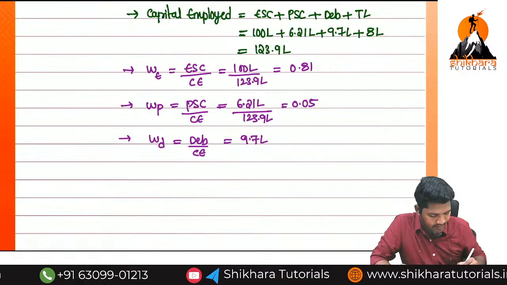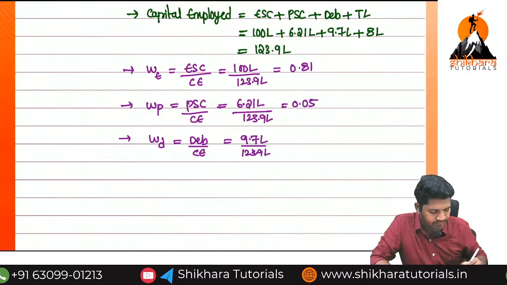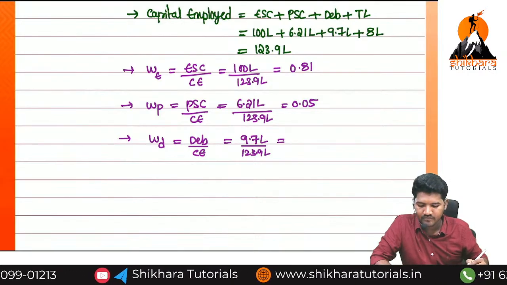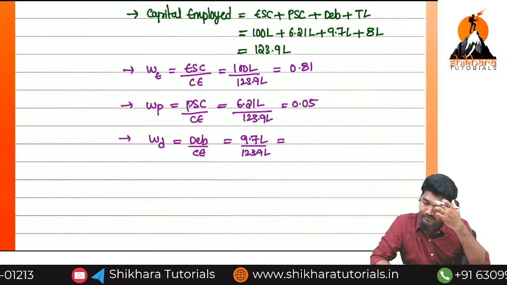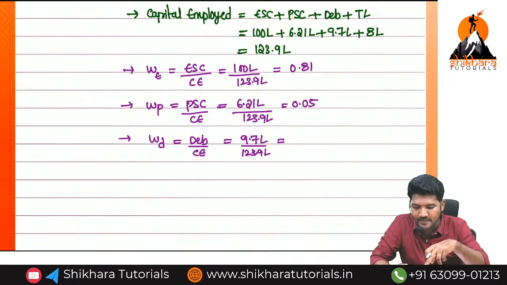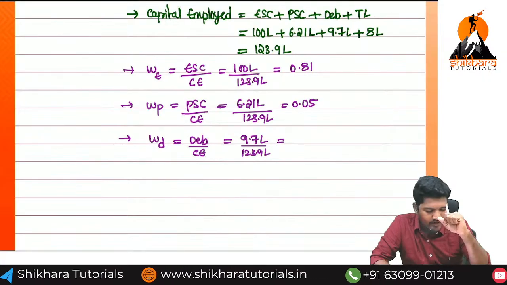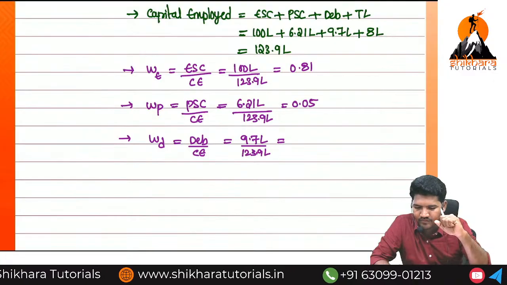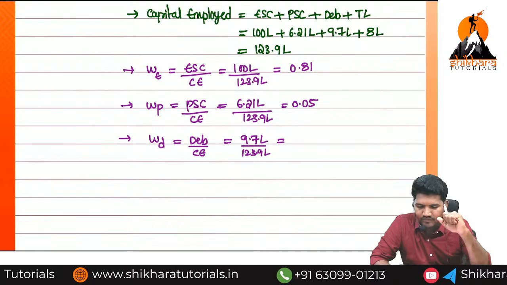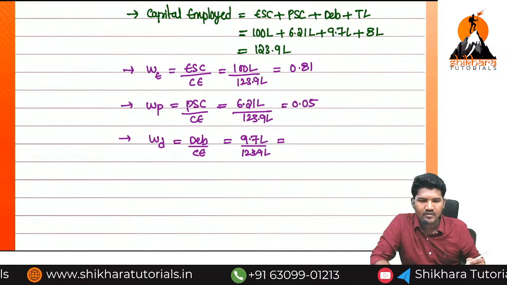Next, when it comes to weight of debenture, 9.7 lakhs divided by capital employed 123.9 lakhs. Answer. So online students need to follow and participate, sir. Give me your answers in the comment box. 0.08.